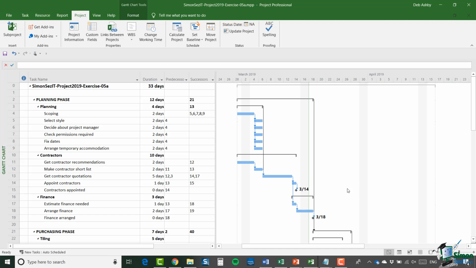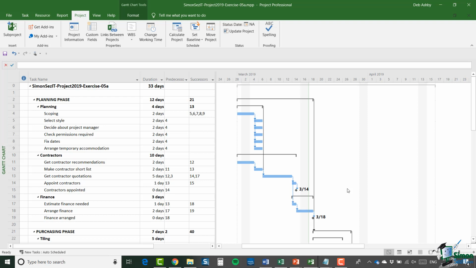For the paint, we need 8 litres of paint, and it costs $7 per litre, and there's no delivery charge on that. And for both of those material costs, the costs accrue at the start of their respective tasks. So starting from 05A, I'd like you to add those costs.